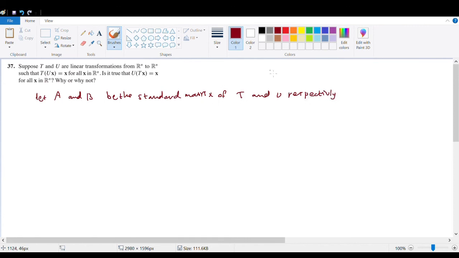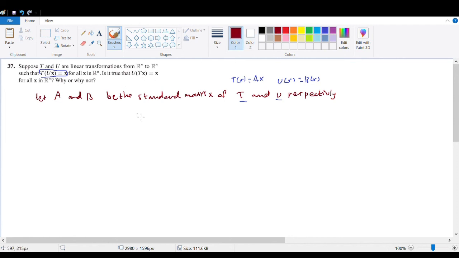That means for T we have T of x is equal to A of x. For this one we have U of x is equal to B of x. Now we have T and U are linear transformations, both of them, such that T(U(x)) is equal to x for all x in Rn. So it is given that T(U(x)) is equal to x. We want to show, is it true that U(T(x)) is also equal to x for all x in Rn, why or why not?